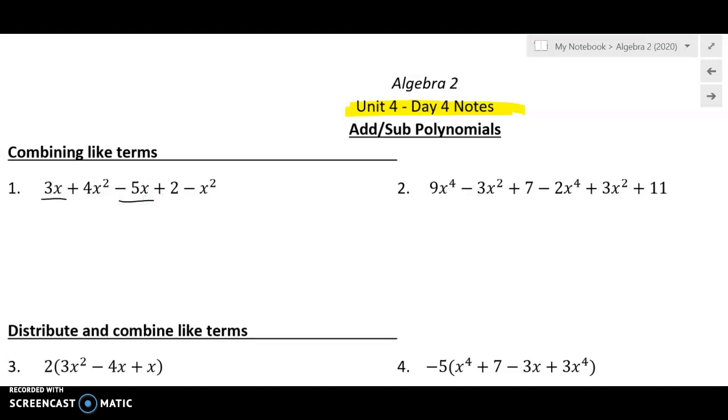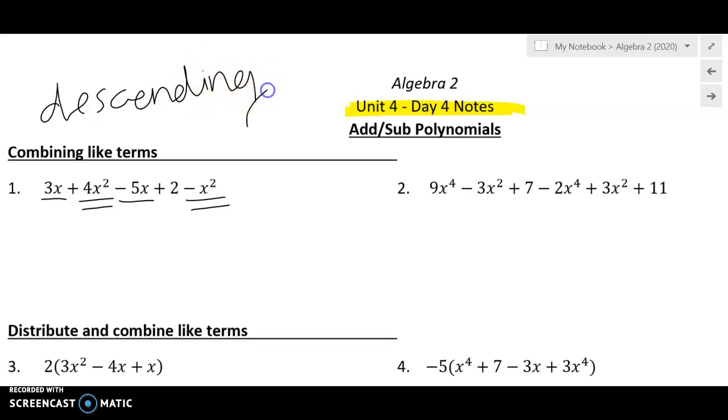Okay, I also have a 4x squared. I give that a double underline because that can go with negative x squared. And then the 2 has nothing to go with. There's no other number, so I'll just leave that blank. What I'm going to do is put them in descending order. So I'm going to make a little note here on the top.